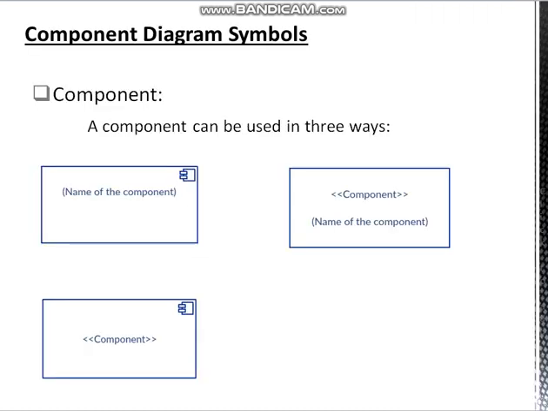And there are several symbols that are used in component diagrams. First one is component, and that is the important symbol in a component diagram. And those components can be used in three ways, and we can see on the screen there are three kinds of components available. The first one, we have only the name of the component with a certain kind of symbol on the top right, and second one, we have the same symbol on the top right with the component, and one more is without the symbol.